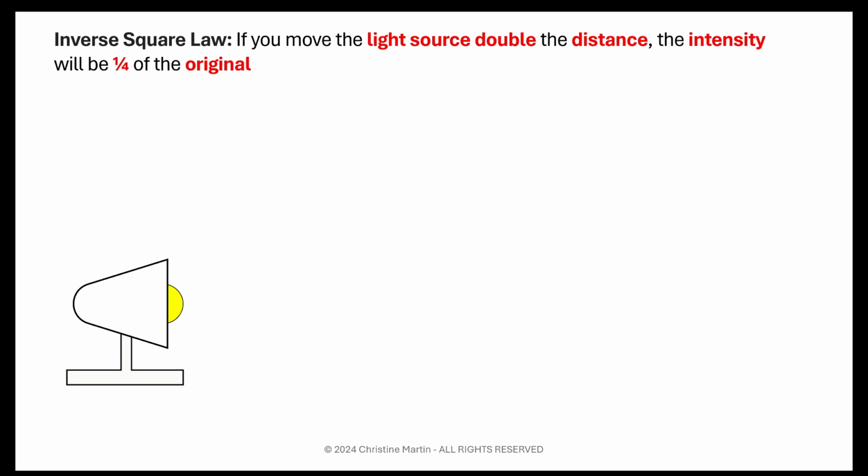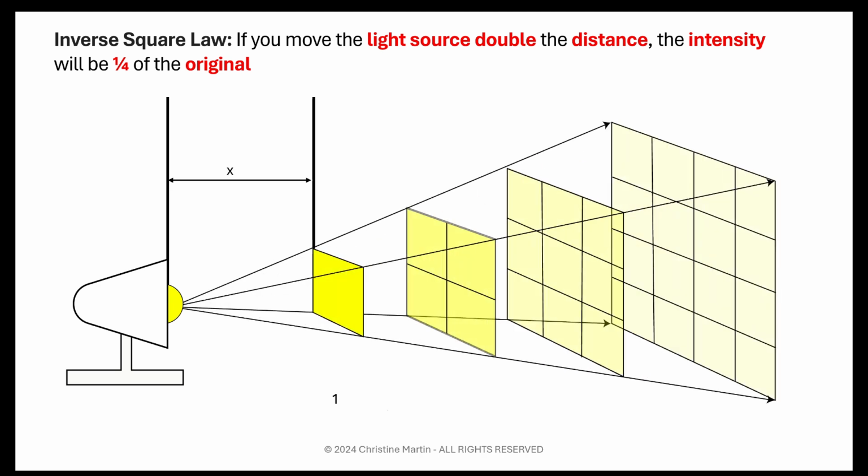Now, you need to know that light actually will give you what's known as the inverse square law, that if I move a light source double the distance away from whatever it is that is doing that photosynthesizing, what's going to happen is the intensity of the light will be a quarter of the original. So how can I represent that?